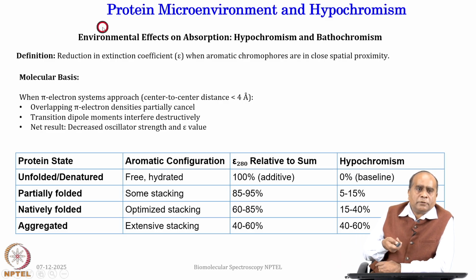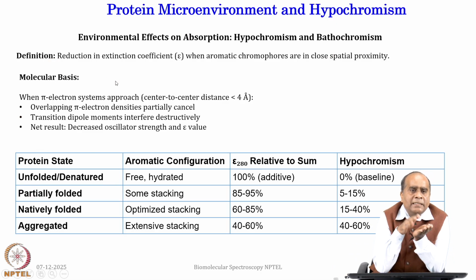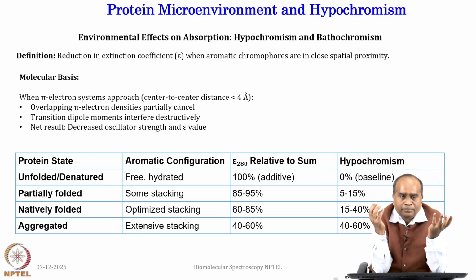concentration, let us look at how the environment's effect on absorption happens. We have seen the terms hypochromism and bathochromism, right. So, there is a reduction in the extinction coefficient when aromatic chromophores are in close spatial proximity, and that is what dictates it. So, what is the molecular basis? When the pi electron systems approach closer, and the center to center distance becomes less than 4 angstrom.